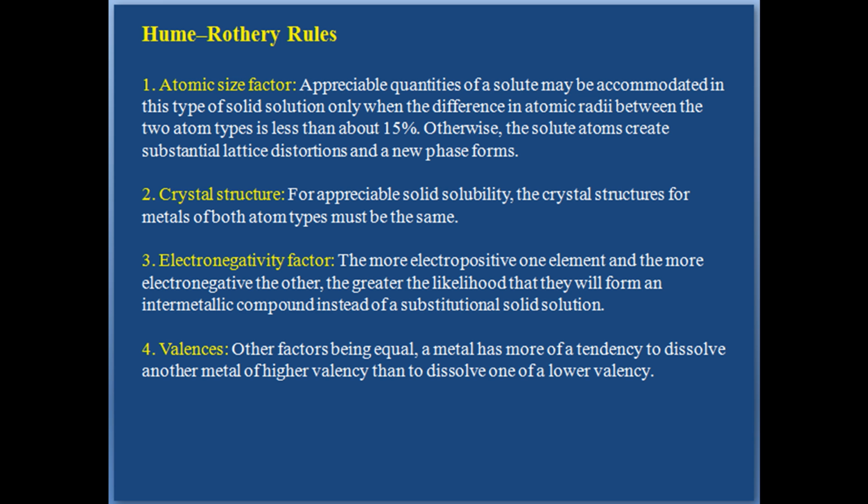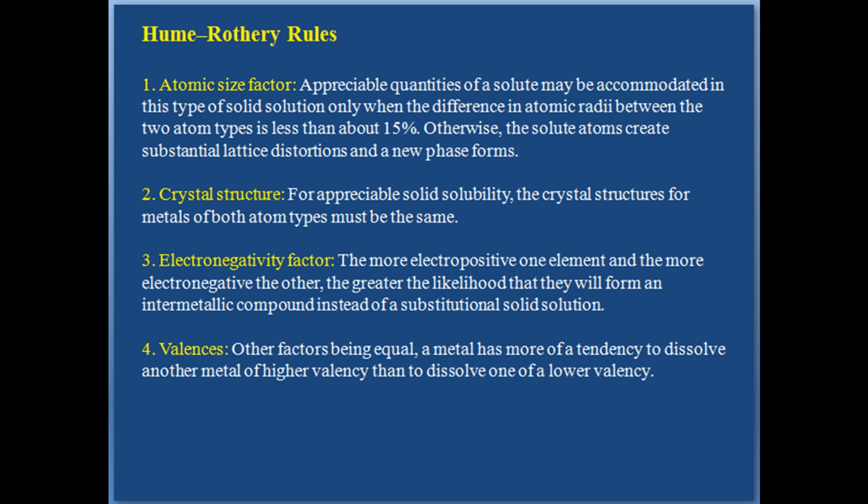Impurity point defects are found in solid solutions, of which there are two types: substitutional and interstitial. For the substitutional type, the solute or impurity atoms replace or substitute for the host atoms. Several features of the solute and solvent atoms determine the degree to which the former dissolves in the latter. These are expressed as four Hume-Rothery rules as follows.